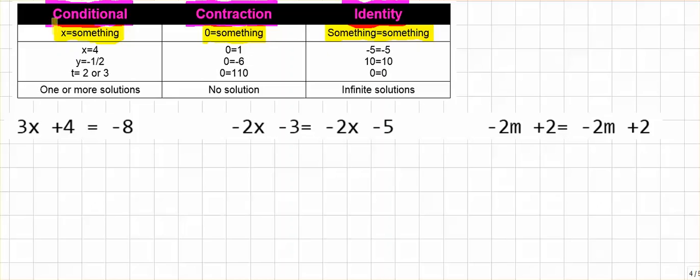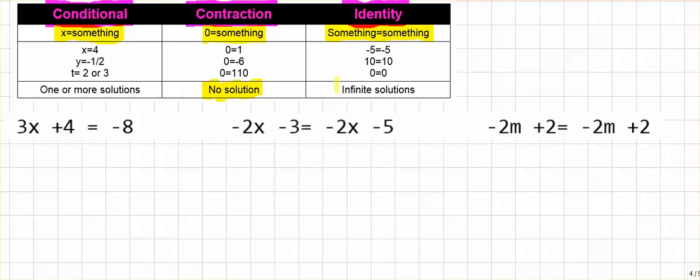In the first example with a conditional answer, you'll get one or more solutions. Each of those solutions, if you plug back into the original equation, will make your solution true. Left and right will equal. In a contraction, you have no solution. There is no answer. So in that regard, you just write no solution.